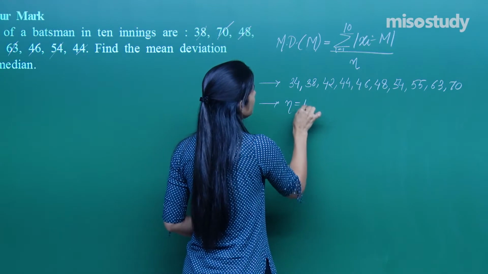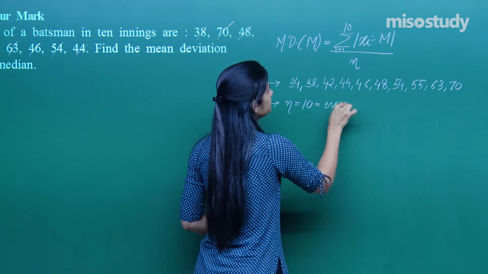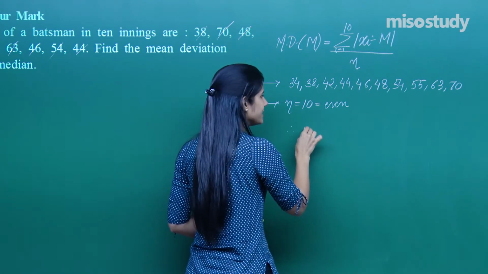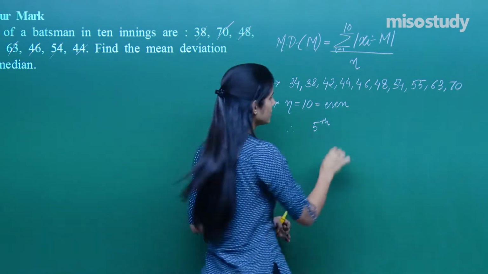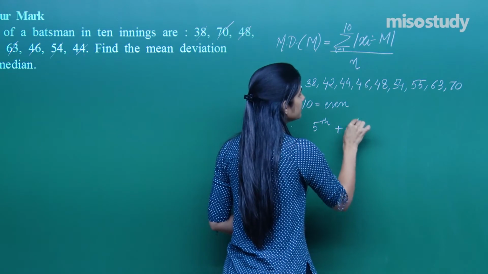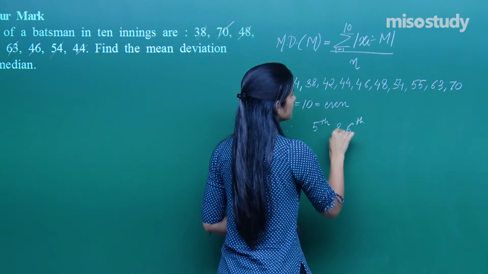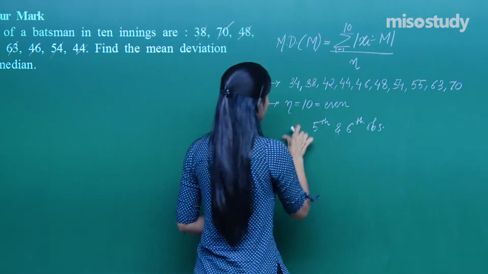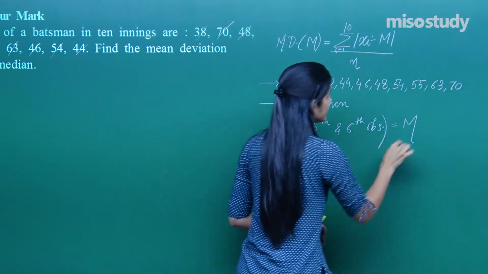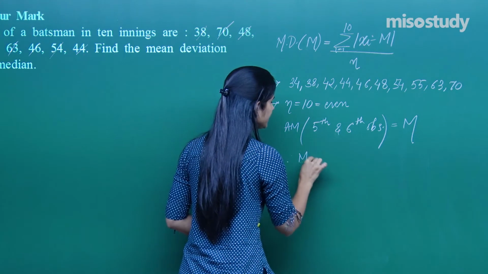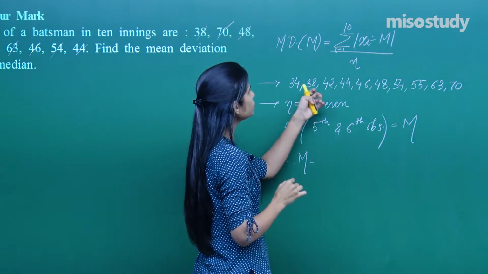N is equal to 10, which is even. Therefore, the arithmetic mean of the n by 2 and n by 2 plus 1 observations, that is the arithmetic mean of the 5th and 6th observation, is my median. What is my median? What is the 5th observation?